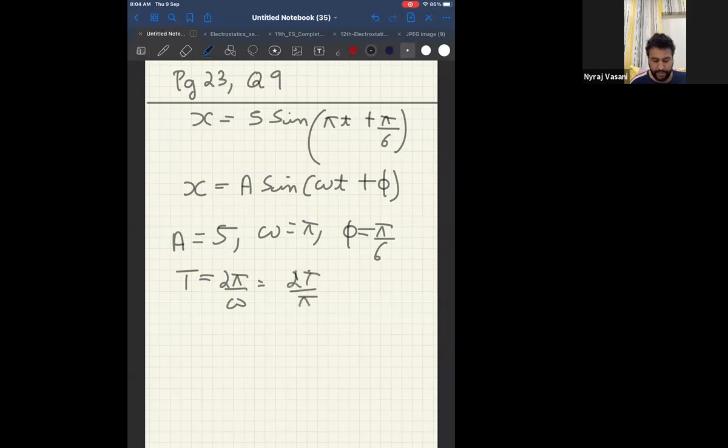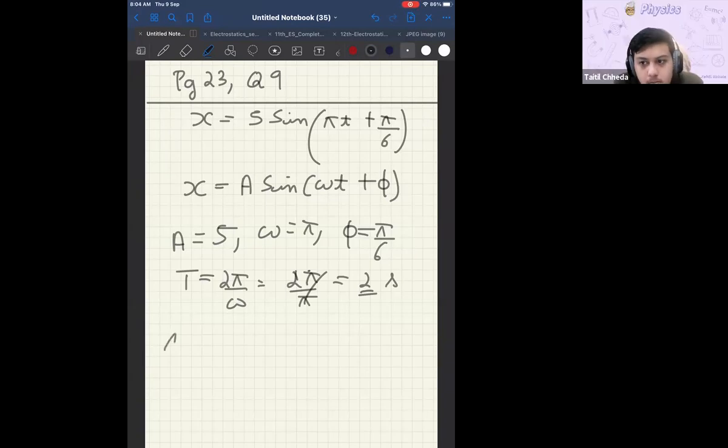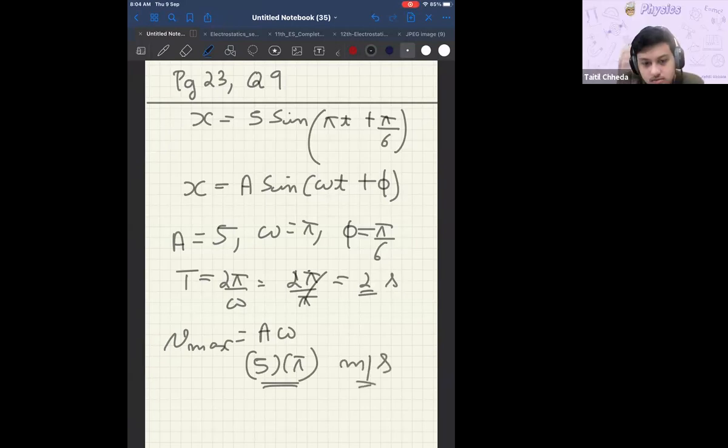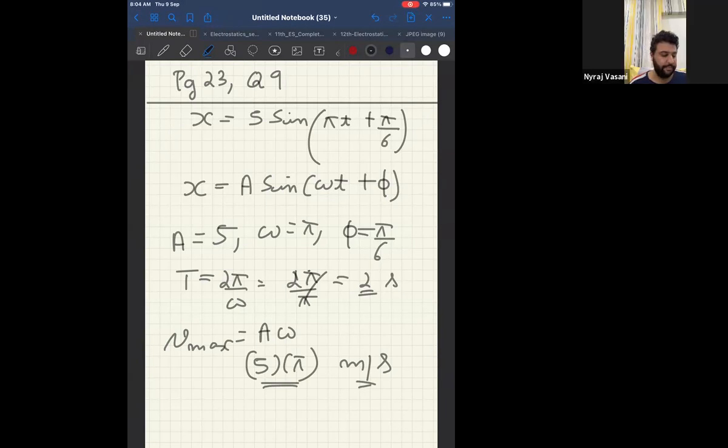I think my session will get cut now. 1 minute. What is it equal to? Correct? What else they have asked? Maximum speed, Vmax. Now, can I say Vmax is A omega? And A omega, maximum speed, A is 5, omega is pi. Therefore, maximum speed is 5 pi meter per second. That's it. Getting the answers? Easy?